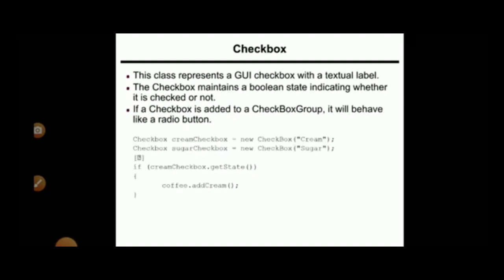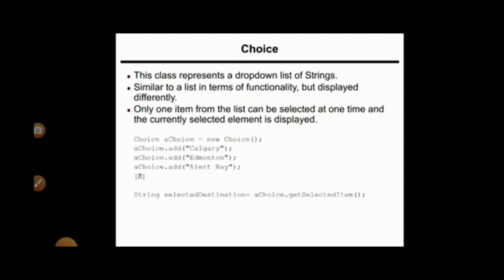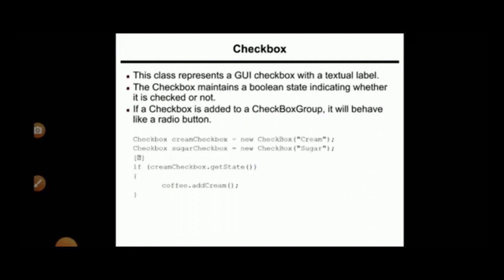And checkbox. The checkbox is used to create a GUI checkbox with textual labels. Normally, the difference between a checkbox and an option button is that in a checkbox we can choose more than one option, but in an option button we can choose only one option. So if you are creating an application and you want a field for your area of interest, a particular person can have more than one area of interest. For that you can create this checkbox field.